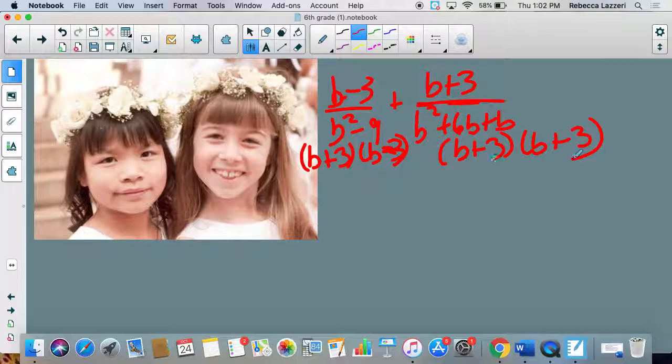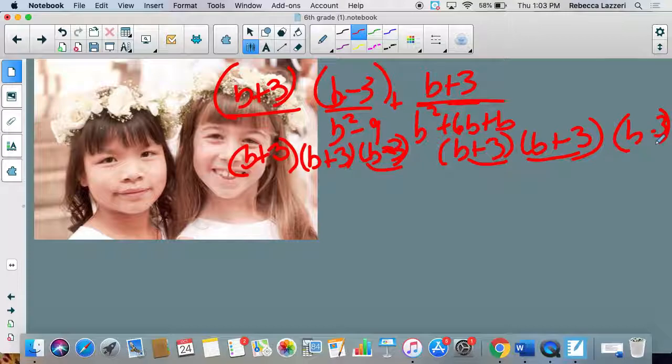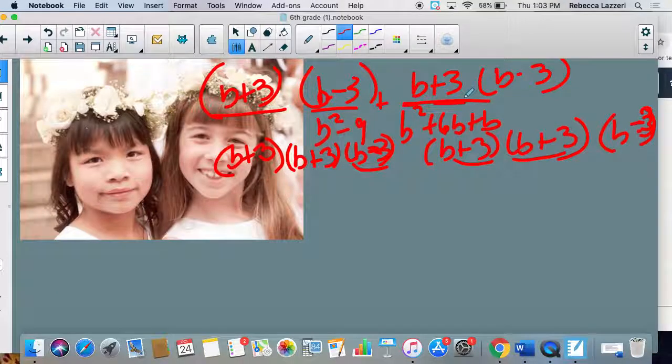Okay? So I have two b plus 3s here and one b minus 3 there, so I need some of all of that. So this one needs a what? b plus 3. Right? I've got to do that top and bottom. And this one needs a b minus 3, which is not oriented over there, so we are kind of used to that. So this one needed a b minus 3. All right, does that make sense to everybody so far?